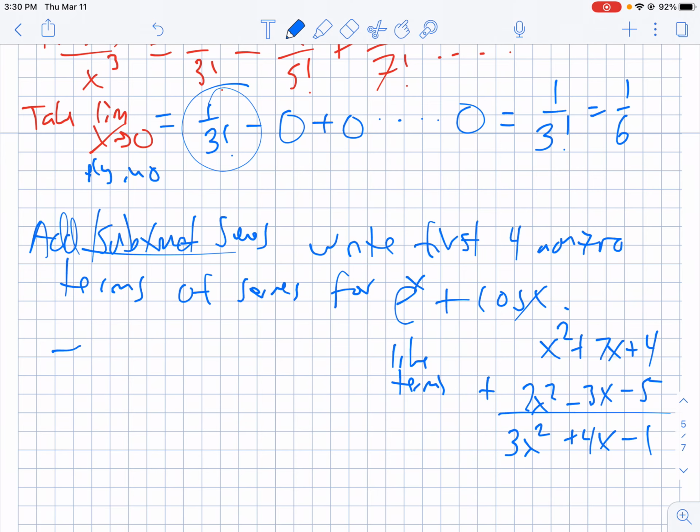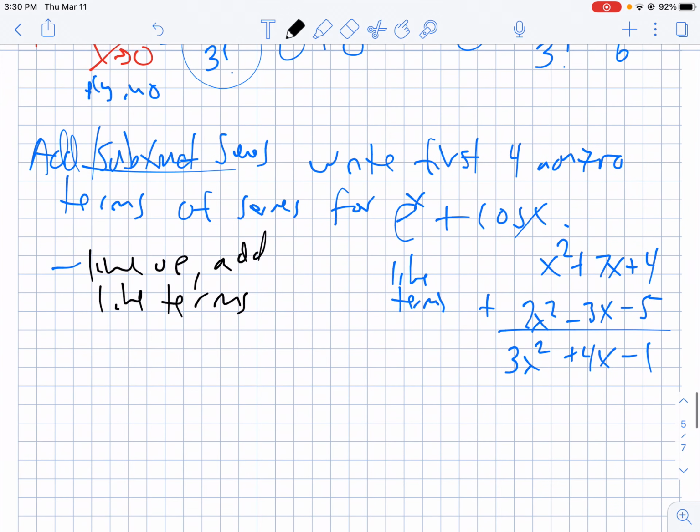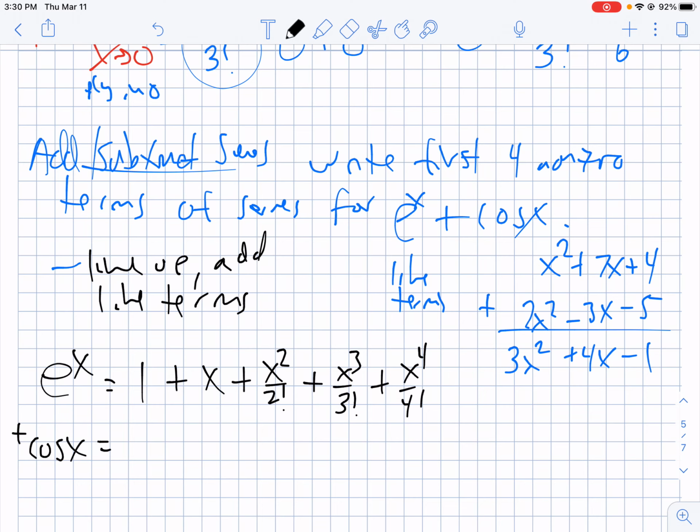So that's what I'm going to do here. I'm just going to line them up and add together like terms, because that's the only way we add polynomials. And what's a Taylor series but an infinite polynomial? So if I have e to the x and then I have cosine x. So e to the x, we know what that looks like. That's 1 plus x plus x squared over 2 factorial plus x cubed over 3 factorial plus x to the 4 over 4 factorial, and so forth, okay? And then my cosine x, that's a 1, and then minus x squared over 2 factorial plus x to the 4 over 4 factorial.